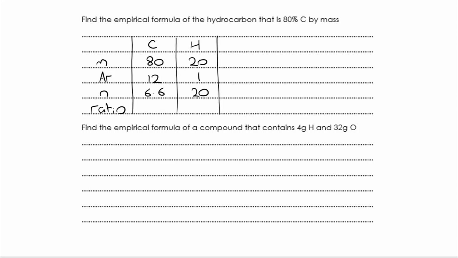That's not the simplest whole number ratio. We divide them both by the smallest and we get 1 to 3. The empirical formula is CH3.